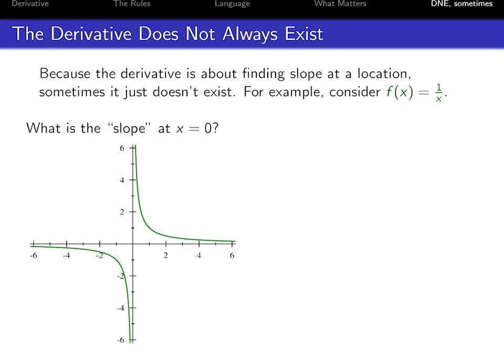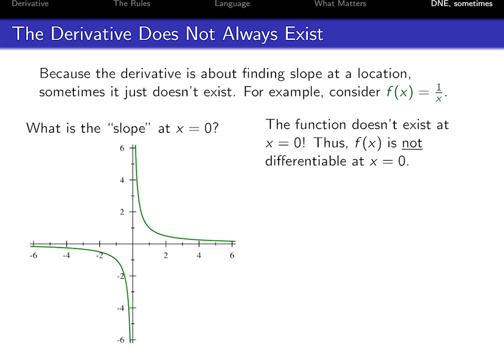Because the derivative is about finding slope at a location, that means it can actually not exist. So the derivative is not something you can rely on 100% of the time. Sometimes you're going to see exceptions, locations where it is not differentiable. So for example, consider f of x equals 1 over x, which we've got the graph of here. What would be the slope at x equals 0? Well, we look at it and it's just not there, right? And that's exactly it. Since the function doesn't exist at x equals 0, we can't say that it has a slope at that place. So f of x is not differentiable at x equals 0. It doesn't make sense to say it has a slope.